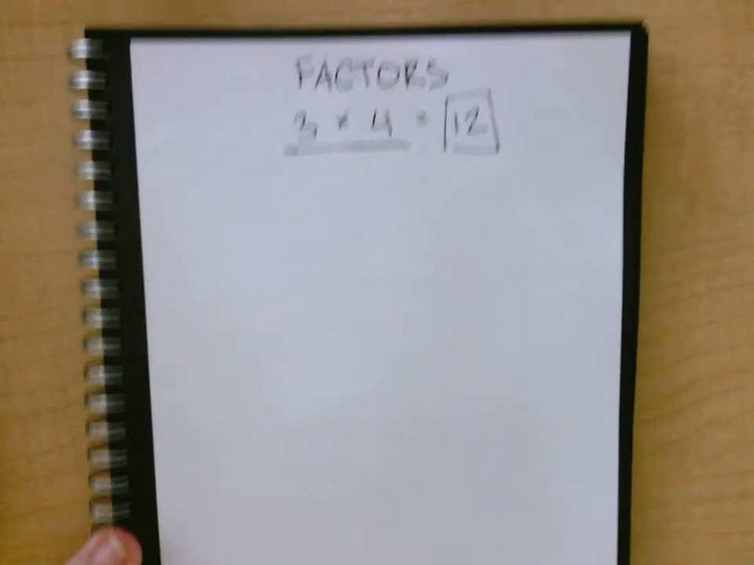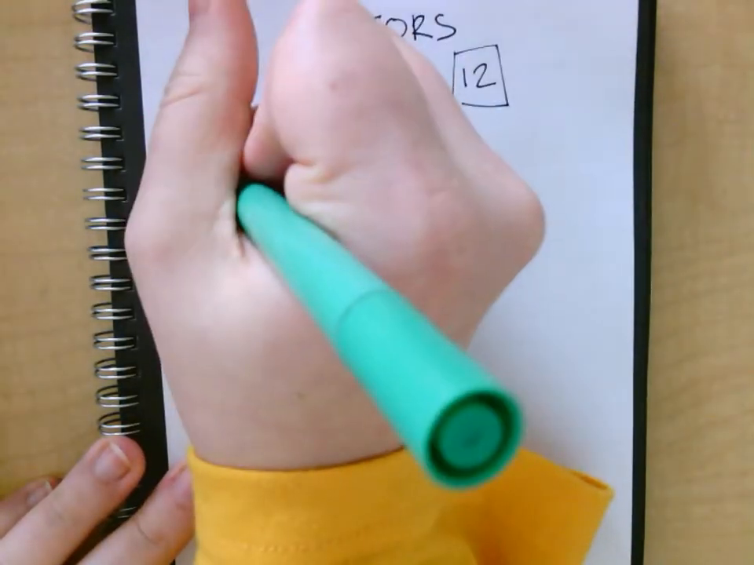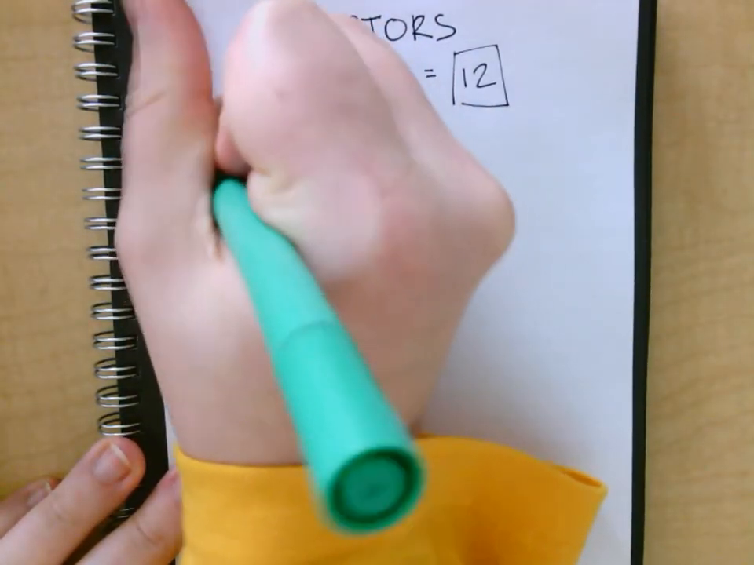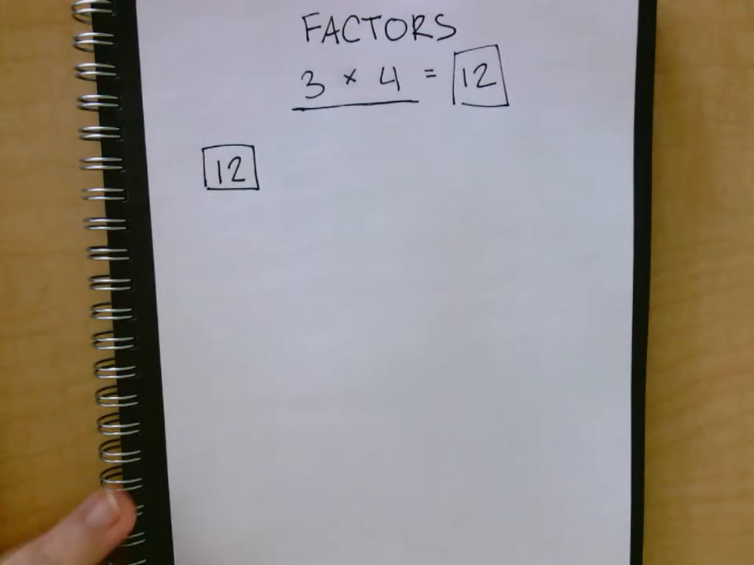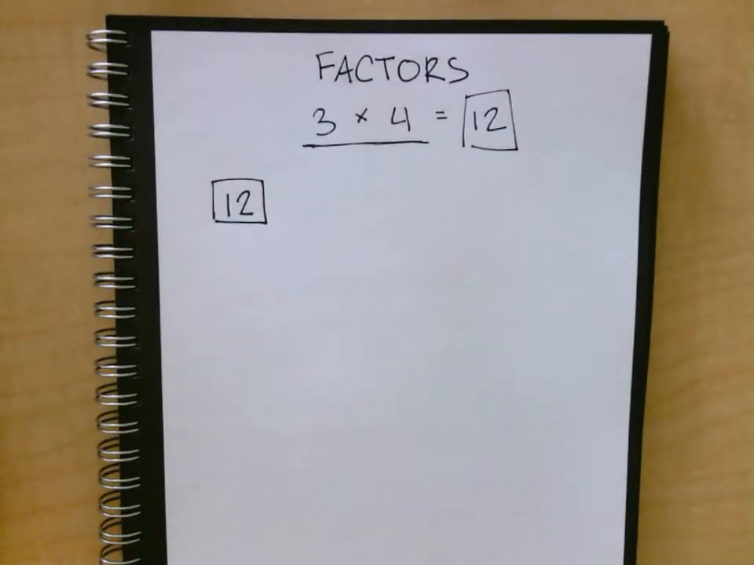When we talk about factors, we're talking about numbers that multiply together to get a certain number. So let's take 12, for example. I want to find all the factors of 12, all of the numbers that multiply together to get me a product of 12. So I need to think, what facts do I know that multiply to get to 12?